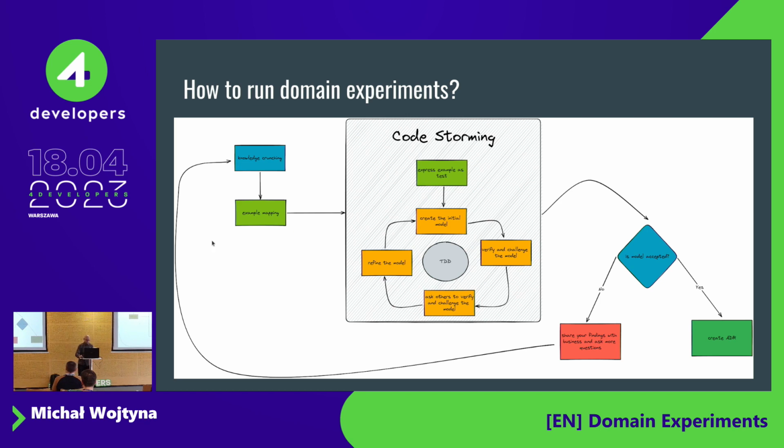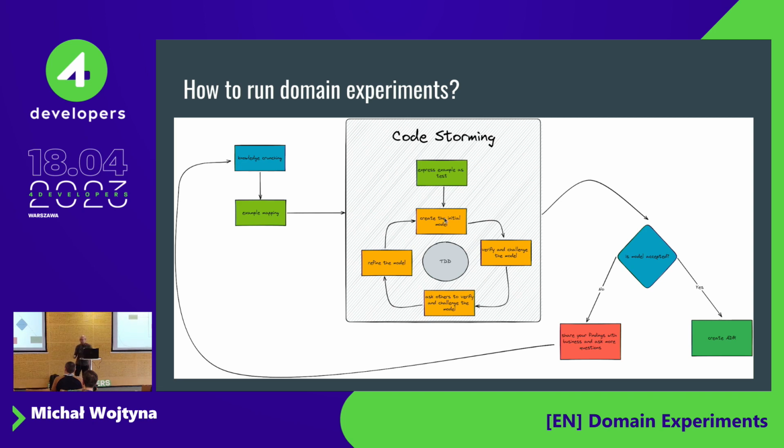What you do next is you take an example and start something I call code storming. Jakub mentioned mob review, and that's like mob programming, but applied only on the domain level. I'm generally against mob programming, but that's the moment where it actually works well, because we are exploring. So we take this example and express it as a test. We write it. Then we create the initial model to support this one test.